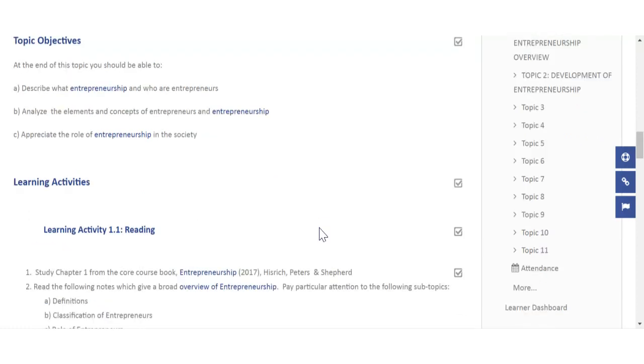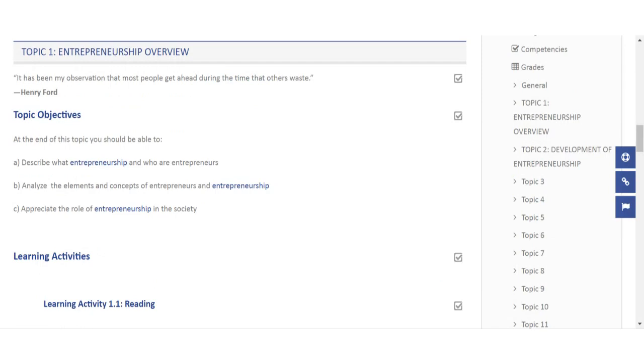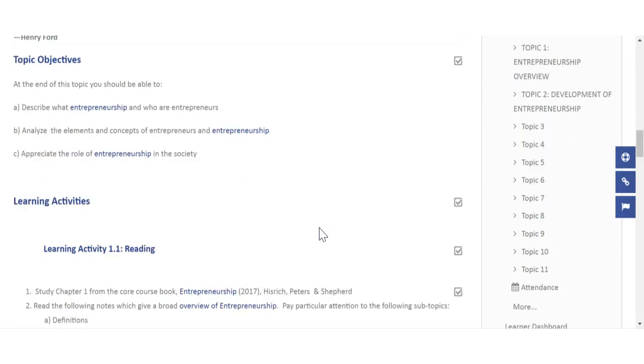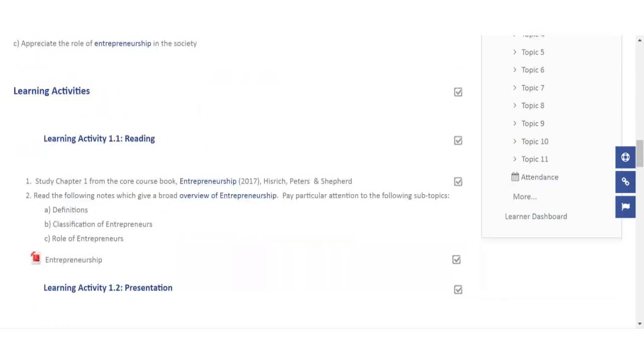As you can see here, ladies and gentlemen, our course was to describe what entrepreneurship is and who entrepreneurs are, and also analyze the elements and concepts of entrepreneurship. What are they? What are the key things there? And then appreciate the role of entrepreneurship in society. We have given you the text, study chapter 1 from the course text, entrepreneurship. We've also sent it to you in e-format.